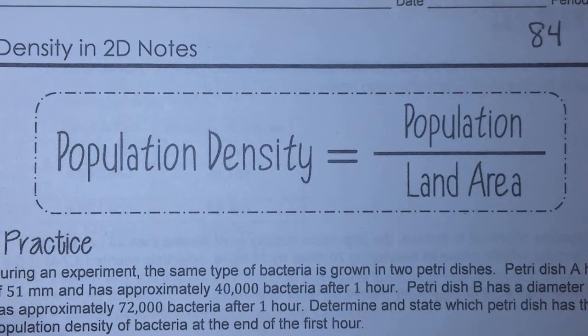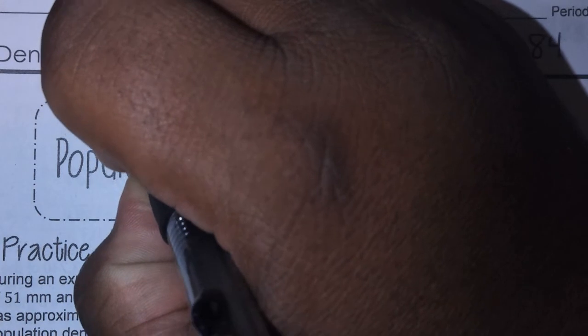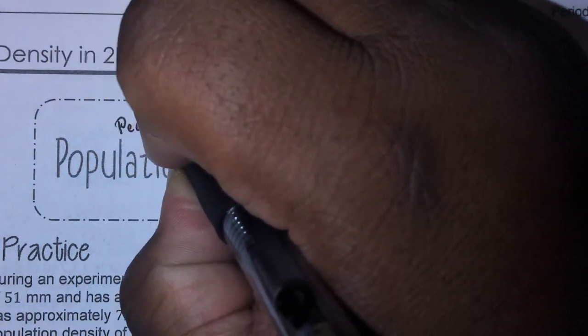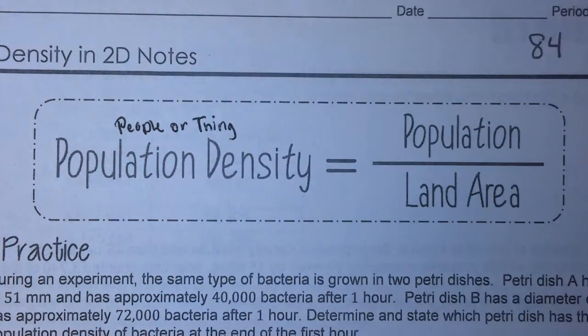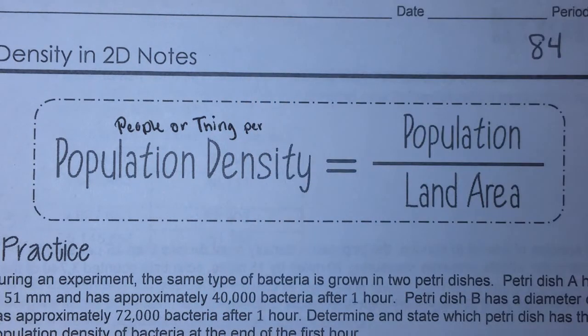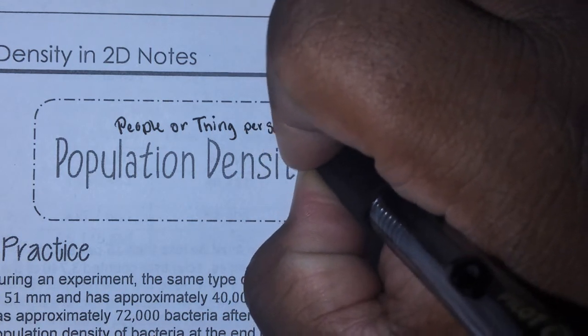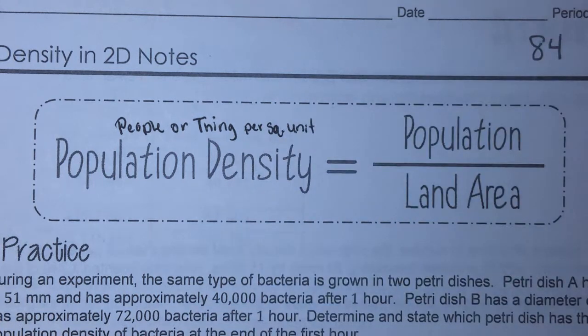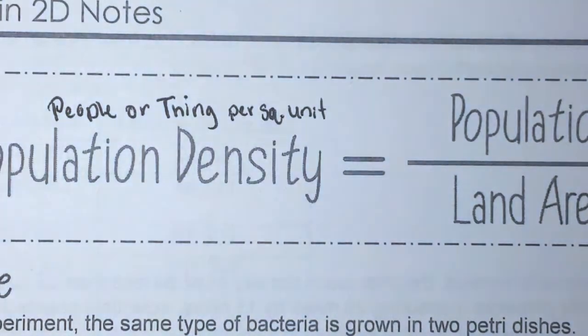A couple things I want you to write at the top just to help us out. For population density, this is going to be people or a thing. When I say thing, something other than people, per square foot. No, per square unit. It may not be feet. Could be millimeters, could be inches. I'll zoom in. People or a thing per square unit. That'll represent your population density.